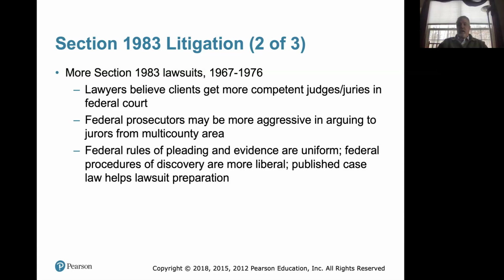Federal prosecutors, at least when they first started, had a tendency to be more aggressive, arguing to jurors from a multi-county area, right? Because if you're arguing to a jury that comes from the exact same location where this misconduct occurred, you have a tendency to find jurors who might be sympathetic with some of that conduct. But if you argue to a broader set of the community, a cross section of a larger set of the population within a state, then you're more likely to get objective jurors.